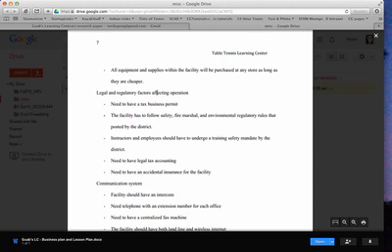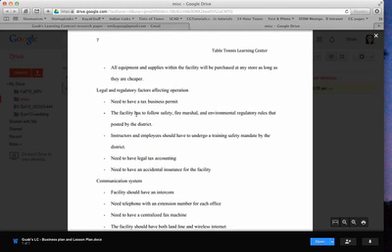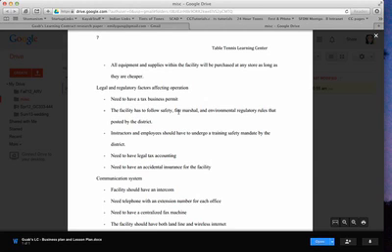Legal and regulatory factors affecting operation. Need to have a tax business permit. Okay. You might want to talk about which one you want to do. LLC or limited or you want to do a corp. Up to you. Each state has different permits. Then yeah, you do need to have certain certificates.